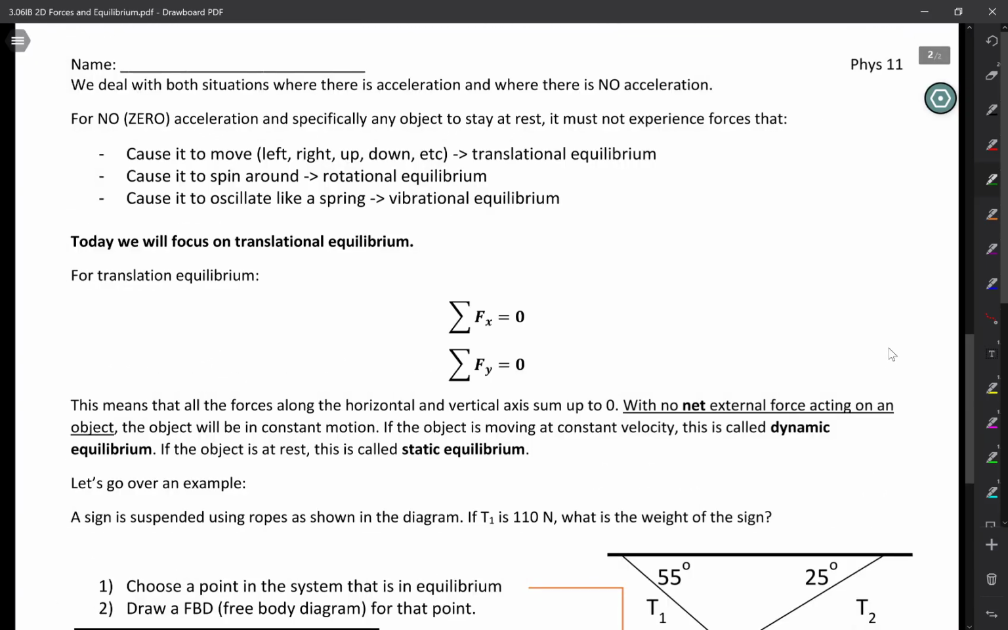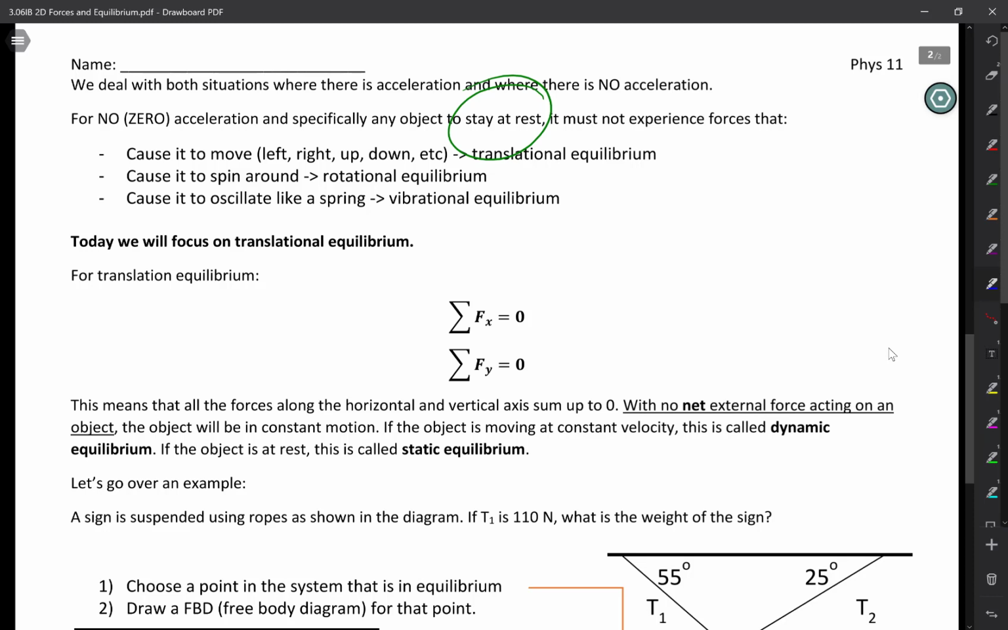So, we are dealing with no acceleration. And with no acceleration cases, specifically, we can talk about objects that are at rest. When we talk about objects that are at rest, we need to make a few assumptions that have to do with the equilibrium of an object. What does equilibrium mean? Think about balance. There has to be a balance of forces.